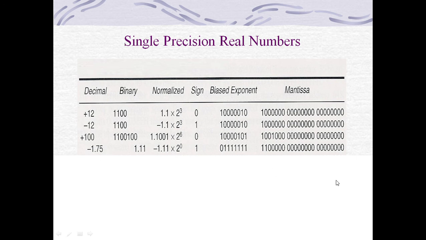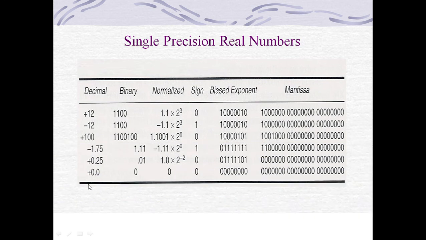There we can continue with many more examples, for example plus 0.25. When converted to binary, we would get 0.01. So this is 1.0 times 2 raised to power minus 2, and then we can continue with the same procedure, and we would get the 32-bit real number here.